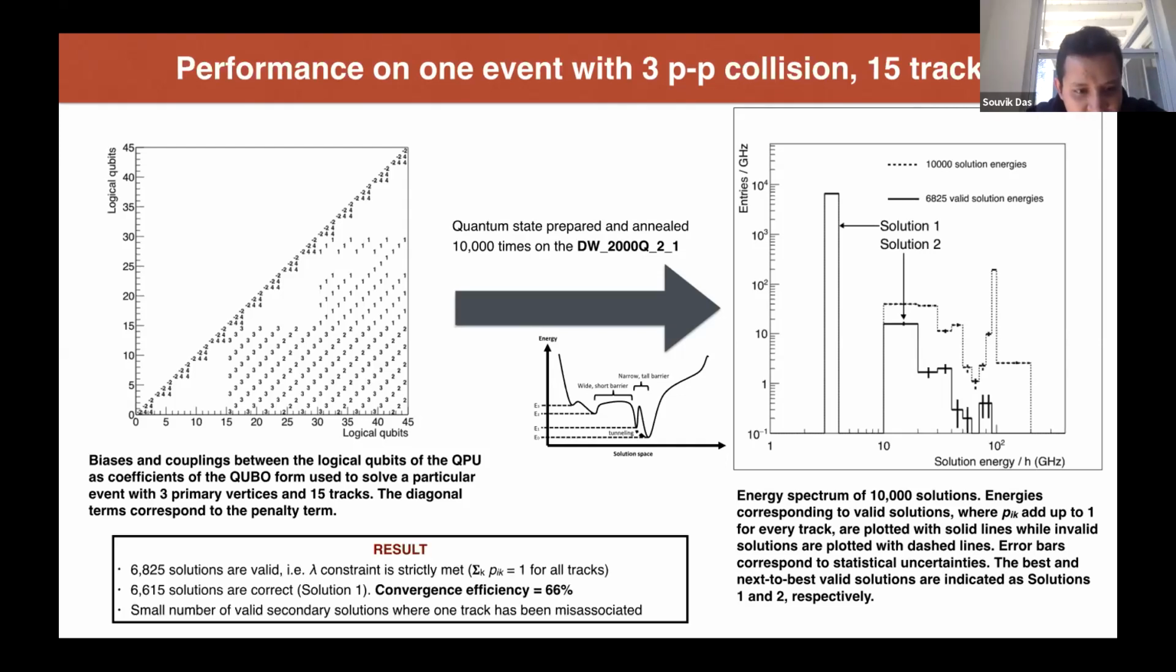The result is that out of the 10,000 trials, 6,825 solutions are valid, so there's only one track associated with the one cluster. Of those, 6,615 solutions are correct with respect to what was entered in terms of the Monte Carlo truth. So we decided that the convergence efficiency for this algorithm is about 66%. The small number of valid secondary solutions are typically where one track got misassociated with some other vertex that was not the originator of that track.